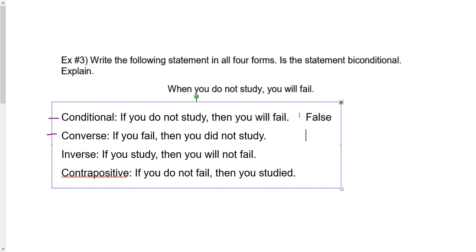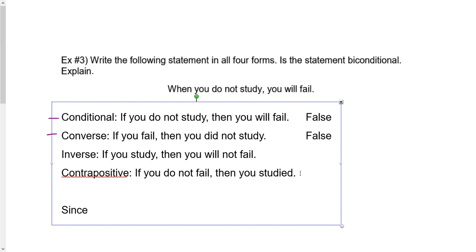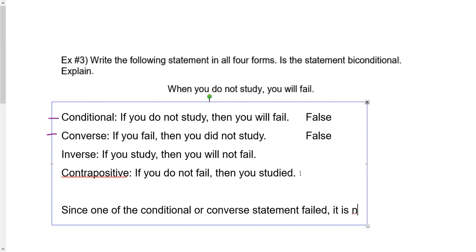How about if you fail, then you did not study? Oh, no, there's chances it could be trick questions and all that. So that's false. Since one of the conditional or the converse statements failed, it is not biconditional.